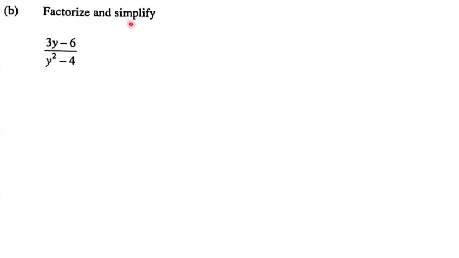Factorize and simplify. Here we have this algebraic expression, and our goal is to factorize and simplify. And so we have 3y minus 6 all over y squared minus 4. And so our goal is to factorize this particular algebraic expression.